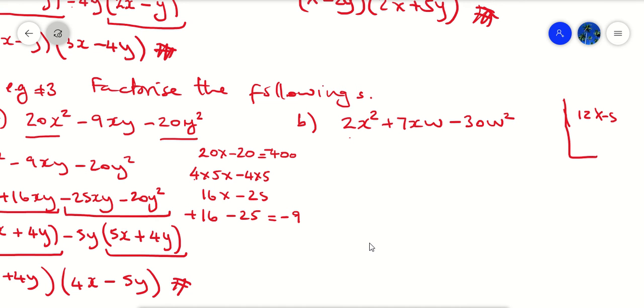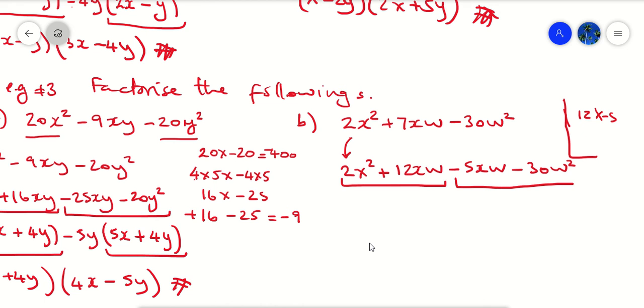Right, now, what did we say? We said we can split that middle term with 12 and 5. Just going to rewrite that. This will give me 2x squared plus 7xw. I can do plus 12xw minus 5xw minus 30w squared. Right, group the first two terms, group the last two terms.